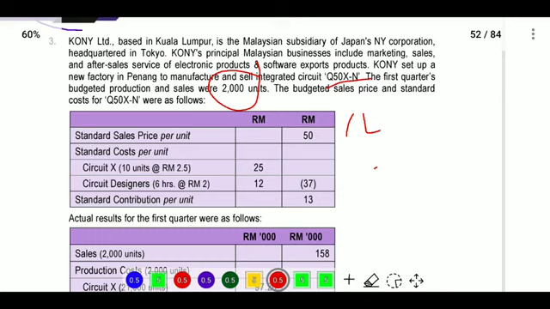rupees. And okay, next, circuit designer 6 hours at the rate of RM2, that will be 12 rupees. Okay, 6 into 2000 means 12,000 hours. It will become 12,000 hours at the rate of 2 rupees. Okay, next, see, I will write properly here. We will get clarity now.